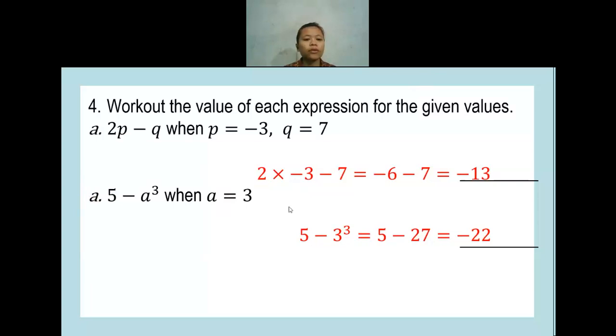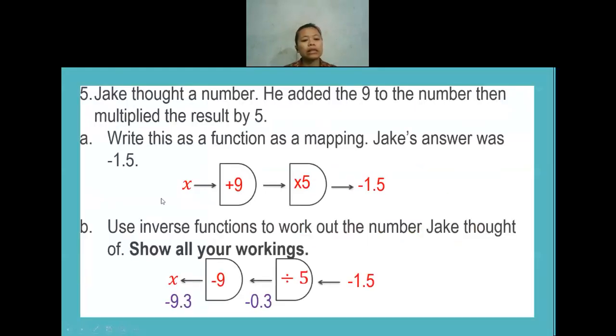For question 5 in here, there is a person named Jake. He thought of a number, and then he made some calculations to his number. He adds 9, and after that he multiplies the result by 5. So it means I don't know what the input is, and I can make a function machine in here. The input I don't know, so I make it x. And then the rule is add 9. After adding 9, we multiply the result by 5. So the rule will be plus 9 and then multiplied by 5. The answer is negative 1.5.